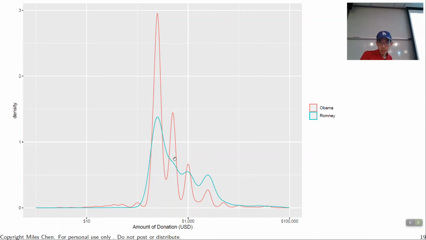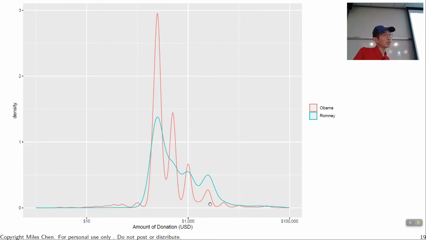We see, okay, as far as Obama goes, there were a lot of people who donated maybe around 250, maybe a lot of people who donated around 500, a lot of people who donated around 1,000, and this would be maybe $2,000, okay? As far as Romney's donations, the spike around 250 is lower. It's still the highest amount, but it's not as pronounced as it was for Obama. And then the spike at 2,000, there's still a spike here at around 2,000-ish, but it's much taller.